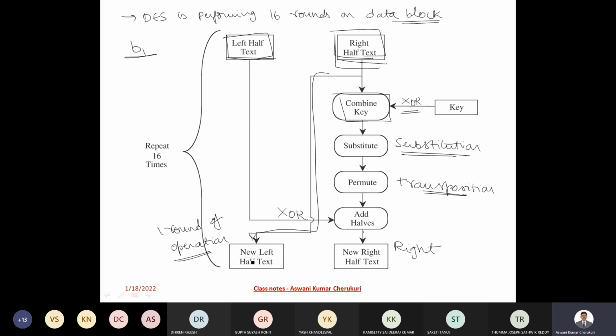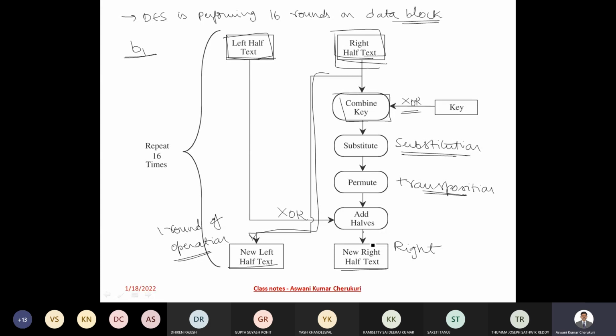Now you take these two halves, left half and right half, keep the left half as it is, and perform these operations. Is this clear? Any doubts? No, sir.